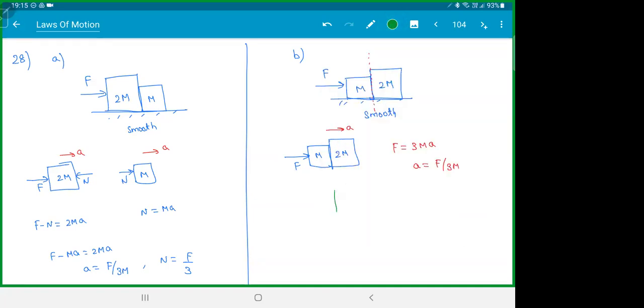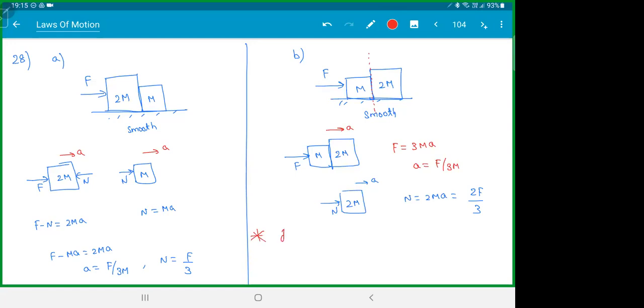Choose any one block. I will choose the 2M block. You can choose the M also. So this is the normal reaction and this is the acceleration. So N is equal to 2MA. A is F by 3M, 2F by 3. So you can choose M and 2M separately, or you can choose both as one system to get acceleration. But if you want to find normal reaction, blocks ko separate karna hi padega.